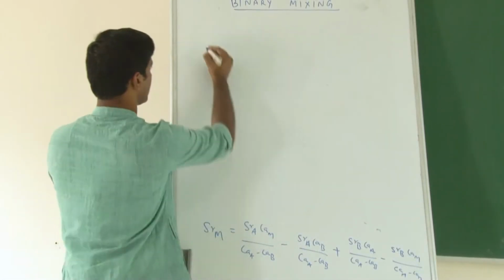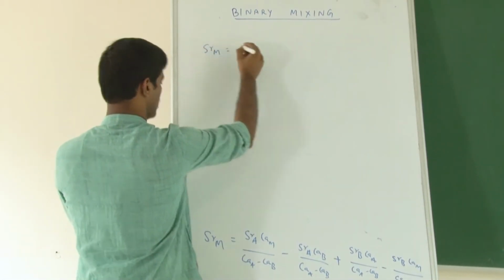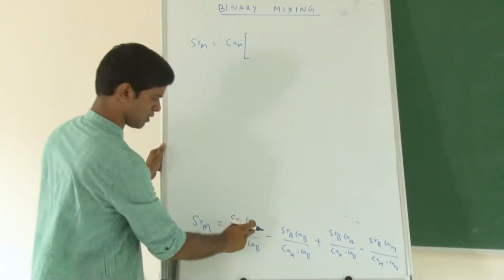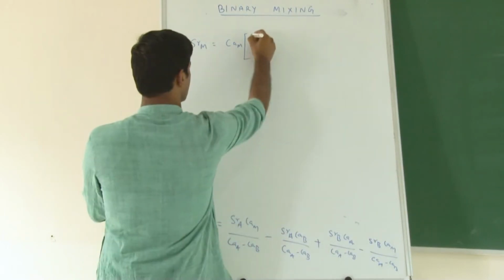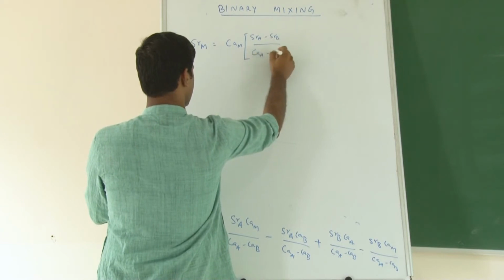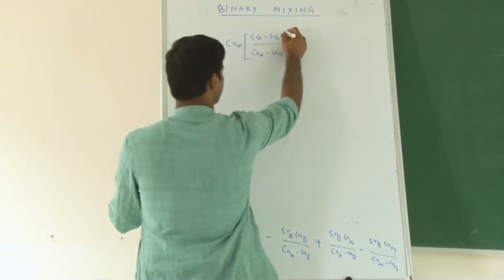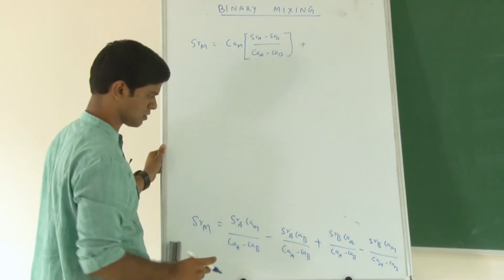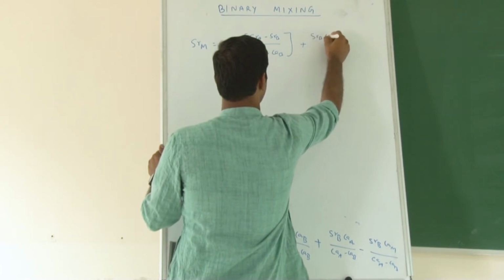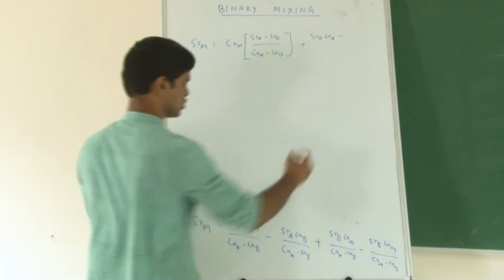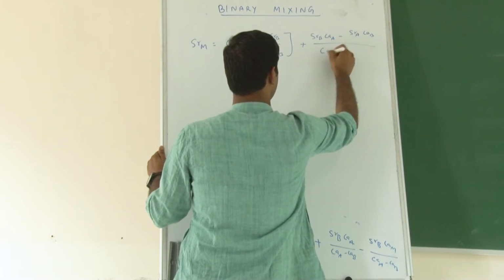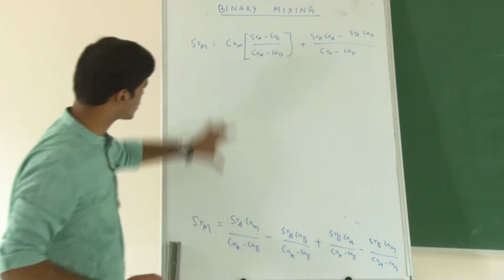If you rearrange this, strontium M will be equal to calcium M, taking calcium M common from these two, strontium A minus strontium B divided by calcium A minus calcium B, plus these two terms, which is strontium B calcium A minus strontium A calcium B divided by calcium A minus calcium B. I have just rearranged that.